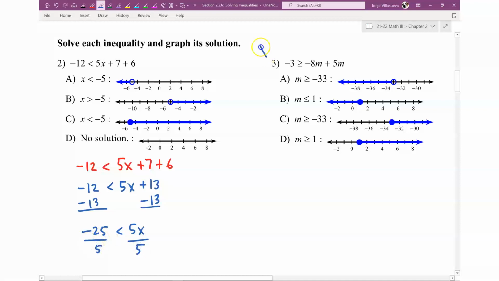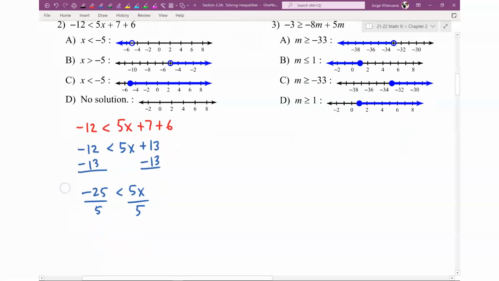I'm going to give you a little hint here. Question number 3, this one right here, you will have to divide by a -3 on both sides. So you are going to have to flip the sign for number 3, okay? So just a little heads up for later. So my answer is -5 less than x.